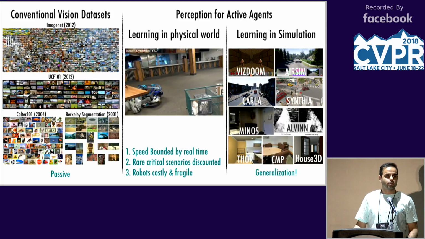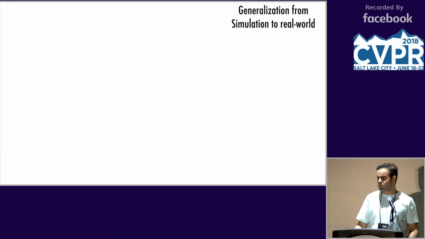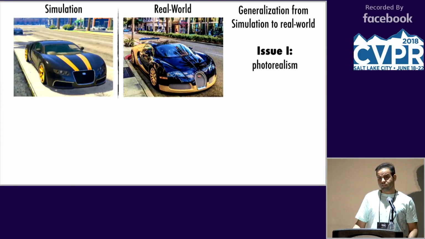approach. But using simulators often has the concern of generalization to the real world. So focusing on vision, there are two main challenges about generalization from simulators. The first one is photorealism. So when you look at renderings coming from simulators, it's obvious that they are not coming from a real camera because they show some imperfections. But this potentially can be alleviated as computer graphics gets better and domain adaptation methods improve.